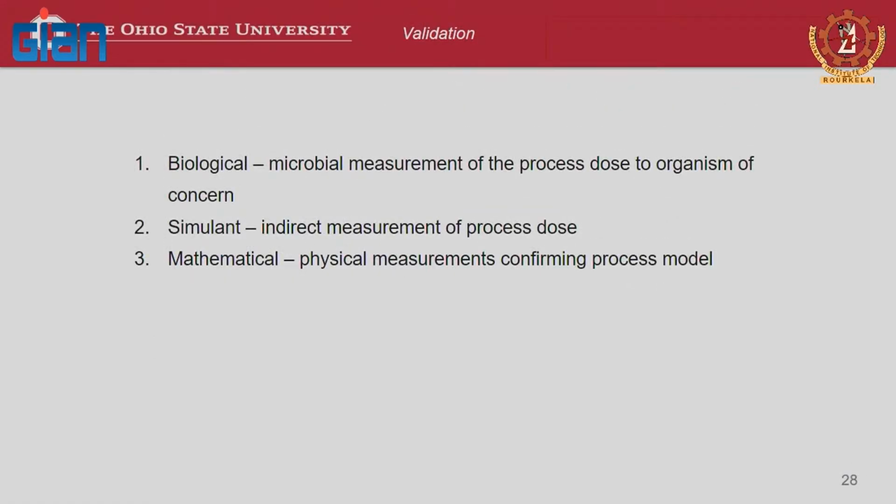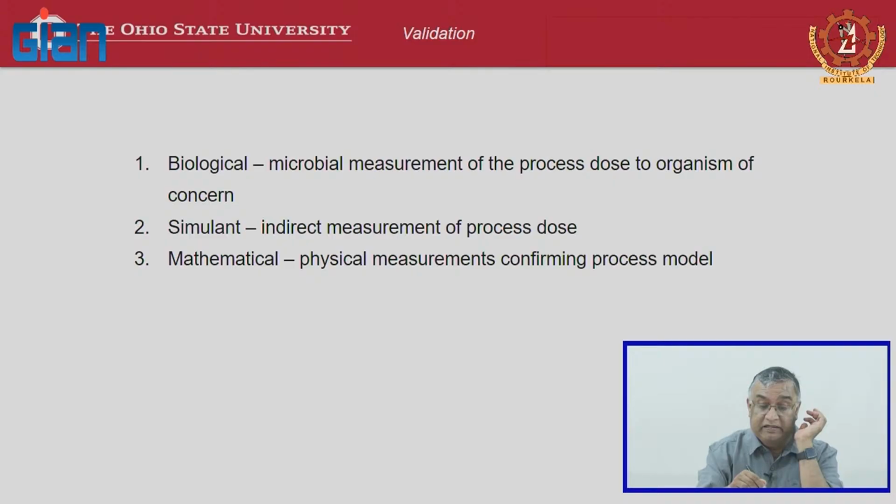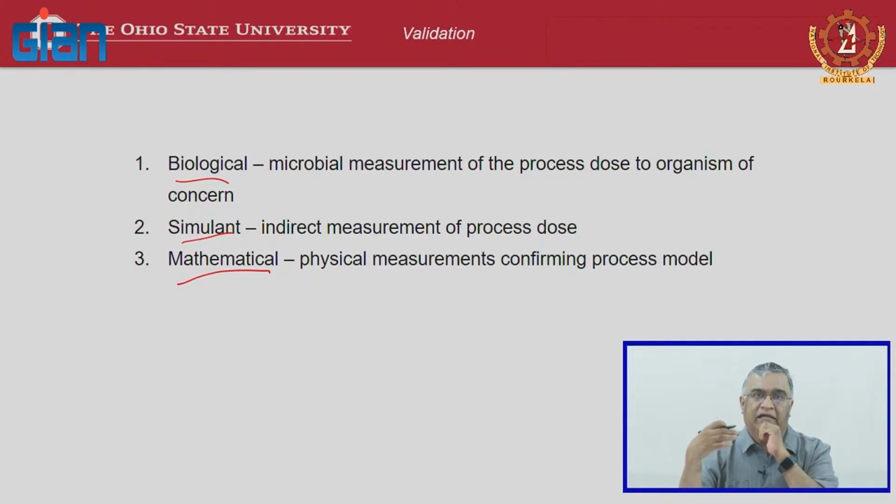So, the validation can be three different things: biological, simulant, and mathematical. Biological is probably the one FDA recommends most. What that means is, for example, if you are processing a soup product and it is a neutral pH, you may have Clostridium sporogenes or Clostridium botulinum as your target. Clostridium botulinum is the spore forming pathogen, sporogenes is the indicator organism. So, you use them to challenge the process, and then you say, okay, with the process it reduced the population by certain logs.